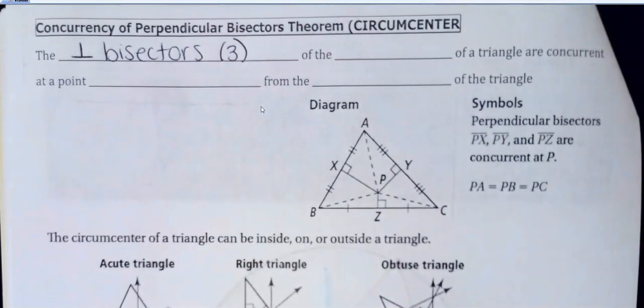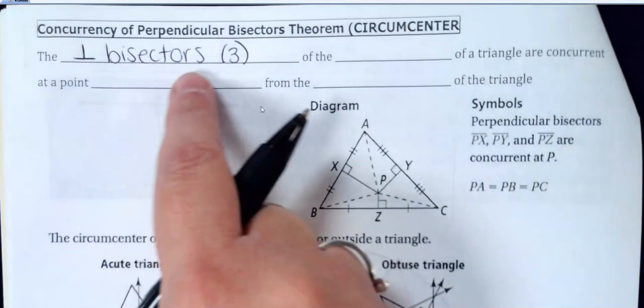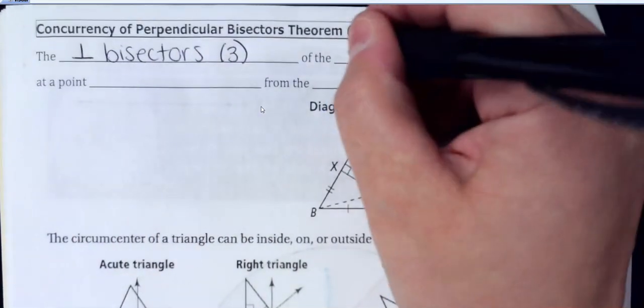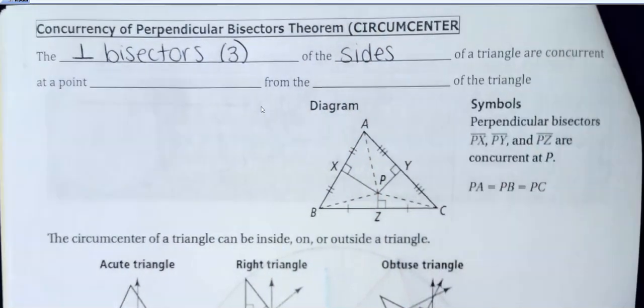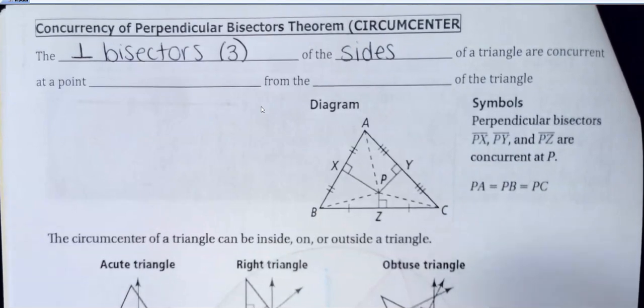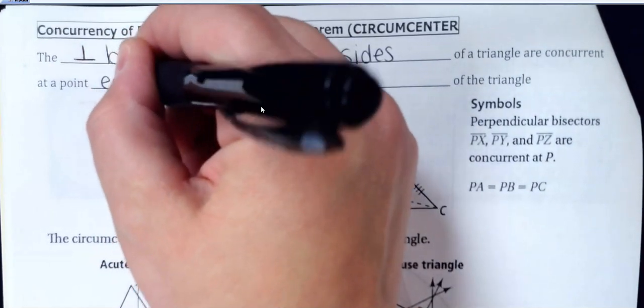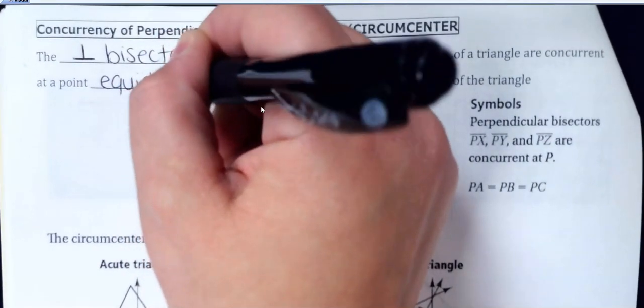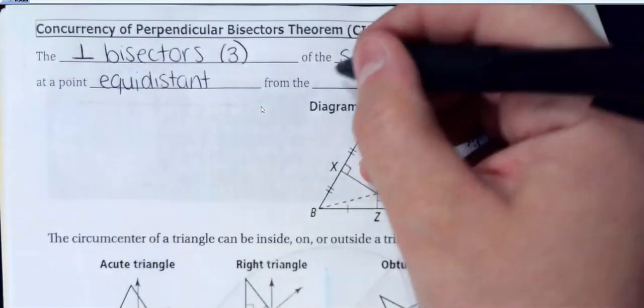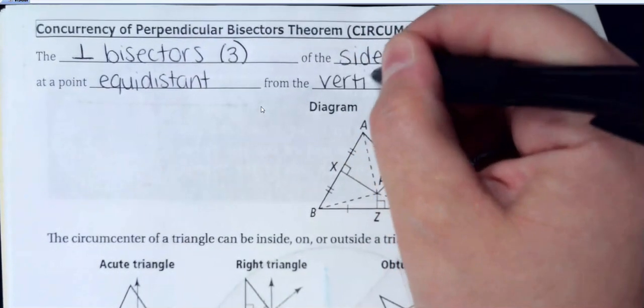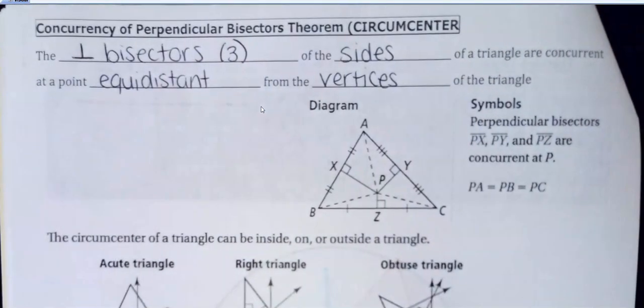We're going to talk about a triangle. So the perpendicular bisectors of the sides of a triangle are concurrent, which just means the 3 lines would run into each other at a point, and that next blank is equidistant. So same distance from the vertices of the triangle.